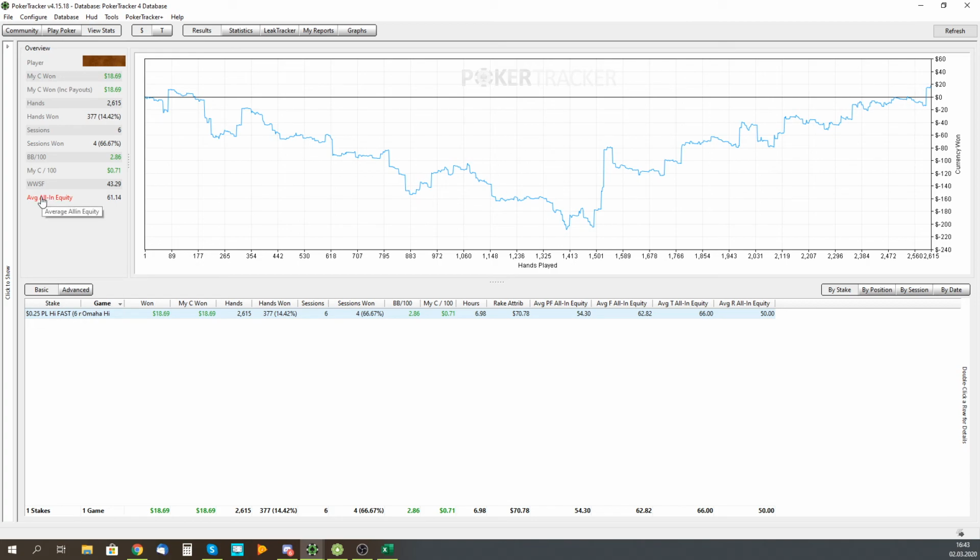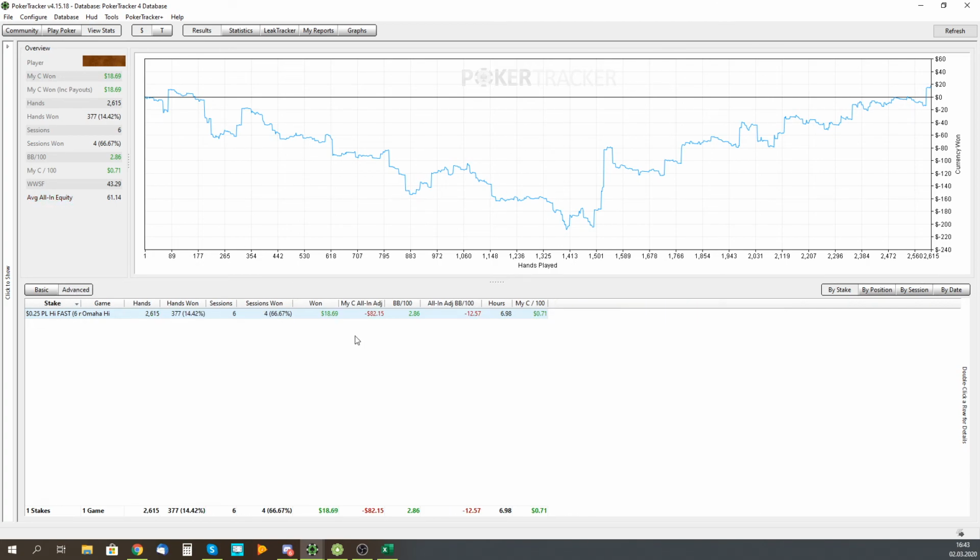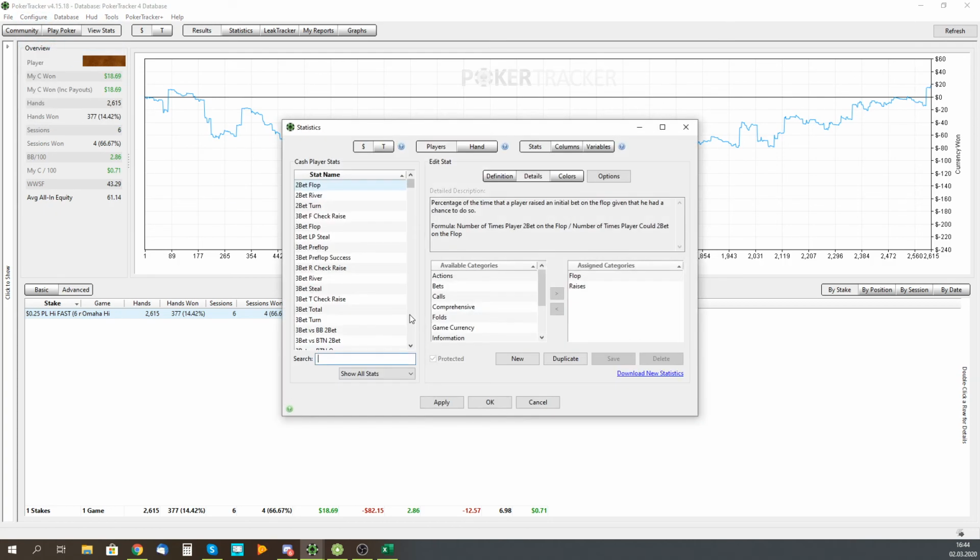And how does this number then work into the average all-in adjusted? Because you would believe that when this number is so high, then this number should be positive, but that can be explained somehow. But let's just take a look at what this number actually means.